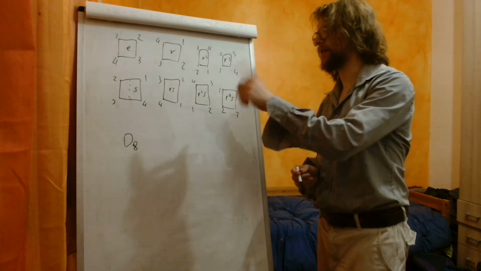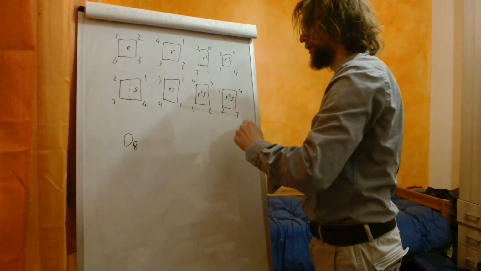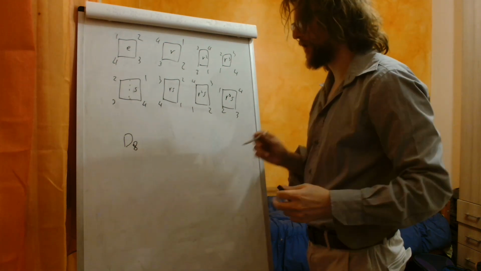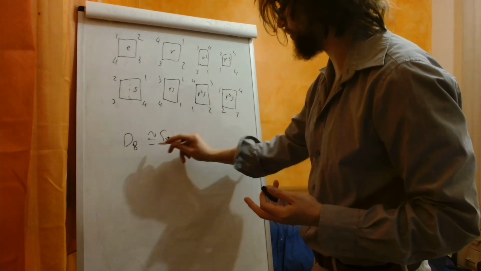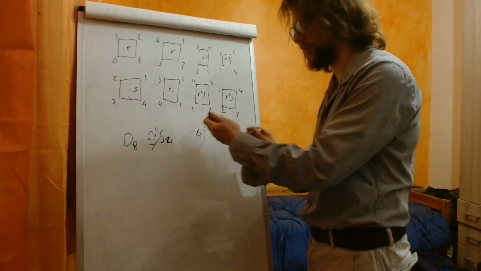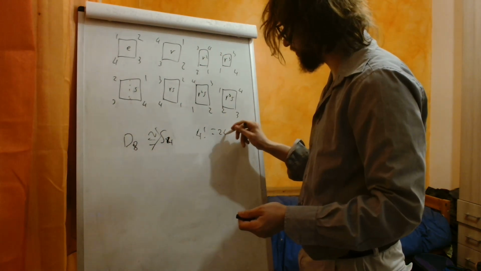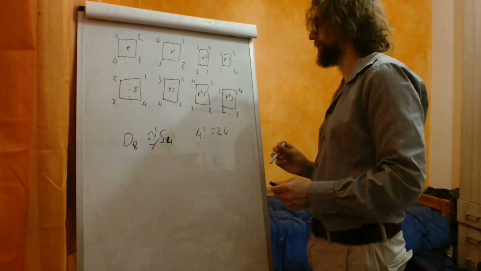But this is instead the group D8, the rotations and reflections of a square. And of course, this is not isomorphic to S4, because S4 has 4 factorial elements. Of course, it's all the possible permutations of 4 elements, which is 24. Instead, here we have only 8 elements.